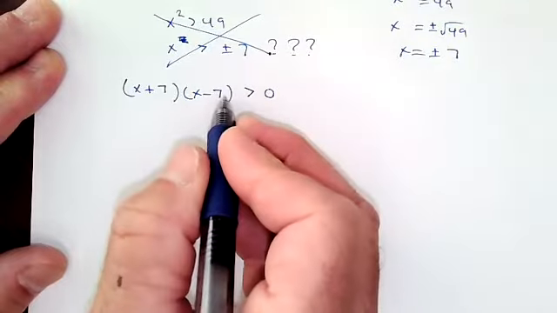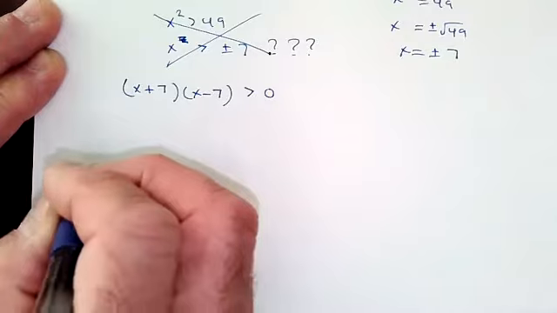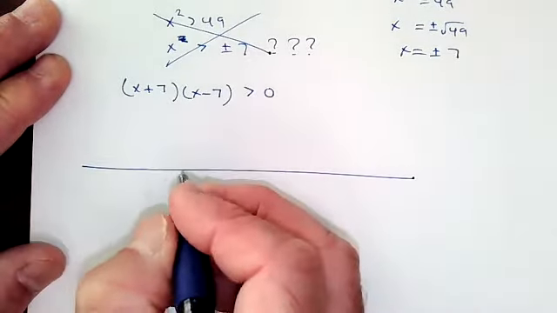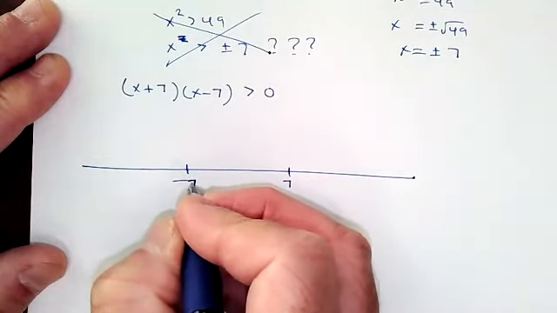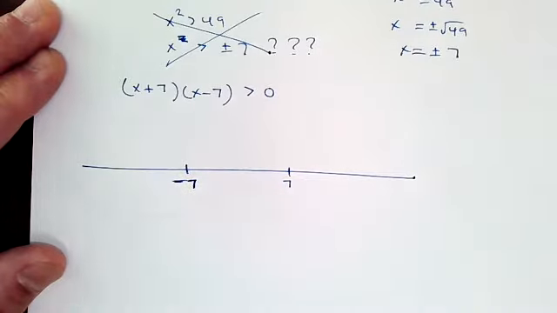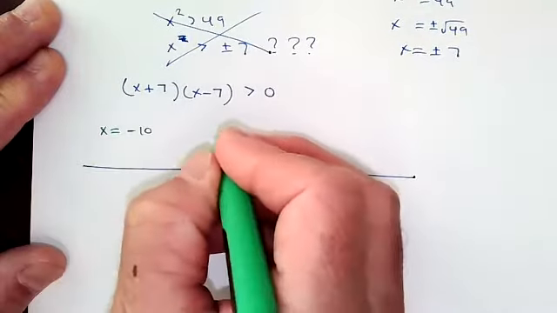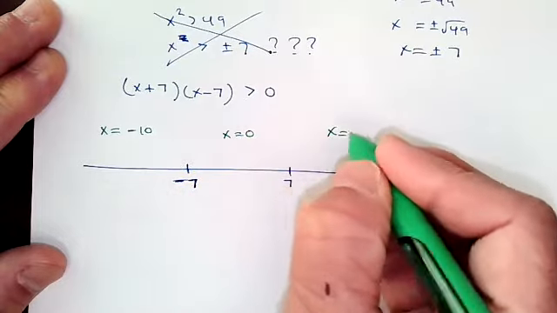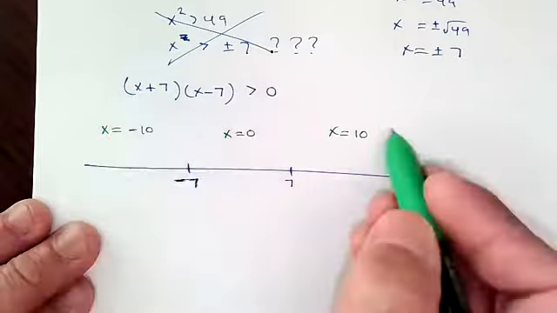And as soon as you get it factored, whenever you have multiple factors and it's an inequality, number line. So I'm going to have -7 on here, +7. So now I want to pick some test numbers. So I might pick like -10. Between -7 and 7, how about just 0? And maybe +10. I like to go from left to right.